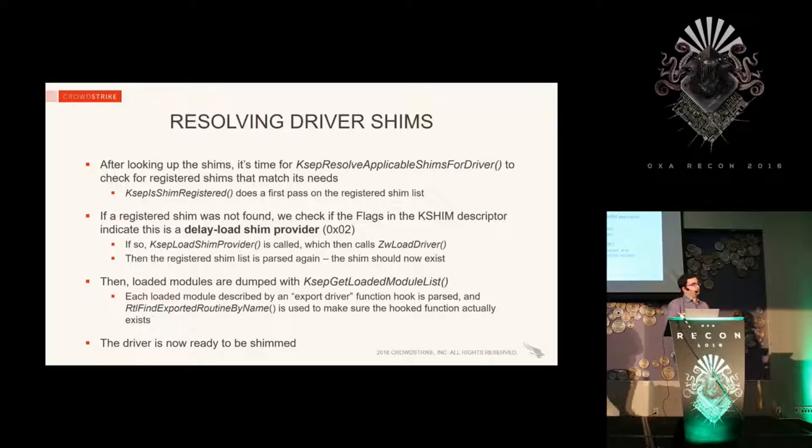At that point, we're going to check: is this shim a delayed load provider? If it's a delay load provider, we're actually going to load the provider manually by seeing what its name is and calling ZwLoadDriver to load that driver. Once the provider has been loaded, we're going to dump all the registered shims again. At this point, we should expect to find that shim in the driver list. Otherwise, something's wrong.